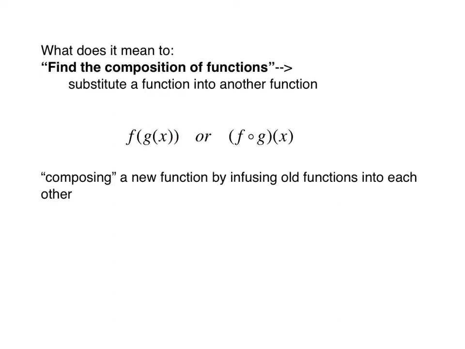It does not mean times, so this is not read as f times g. Remember with evaluating, you probably would be seeing the dot symbol instead, if that was the case. So this does not mean the same thing here. This means a composite. Another symbol they use is an open dot, which is separate from the filled in dot. So this means compose. G goes into the F function. So we're composing a new function by infusing old functions into another.